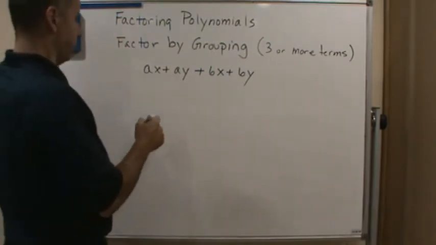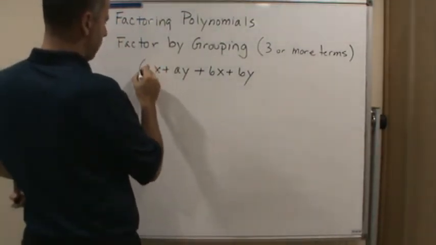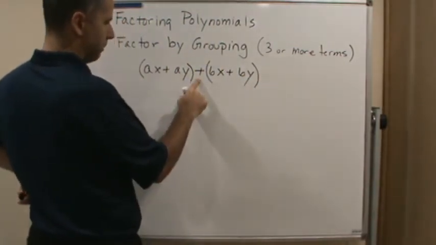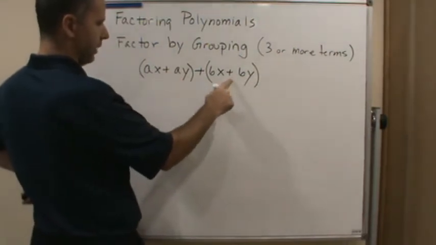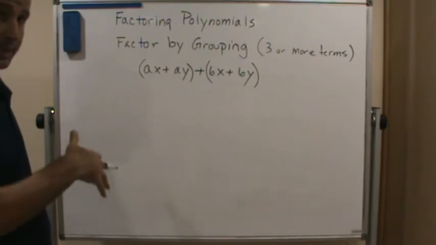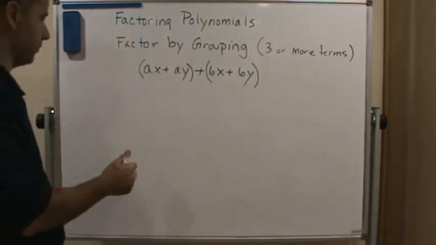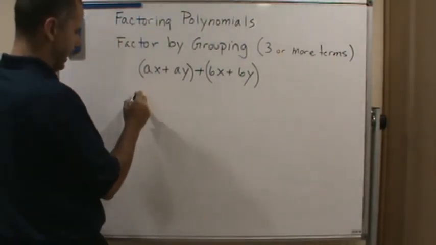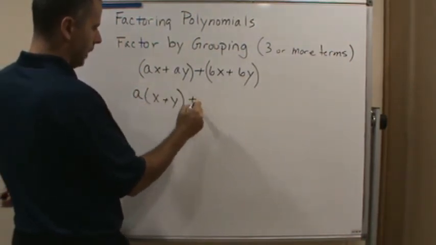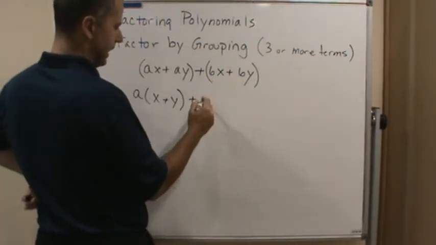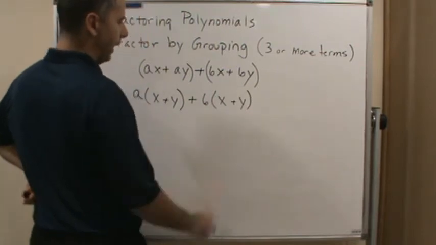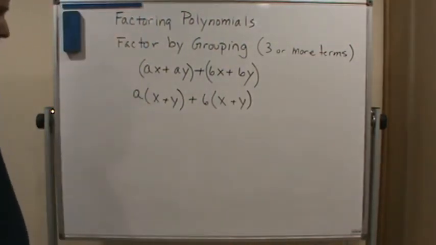So let's do that. What I'm going to do is put parentheses around the groups. We have the plus sign in the middle, and I group these two together, and I group these two together. Now I'm going to factor out the greatest common factor of each of the groups. So the greatest common factor here is a, so I'm going to write a times (x plus y), plus, and then the greatest common factor here is 6, and I get 6 times the quantity (x plus y). And lo and behold, look what happens.